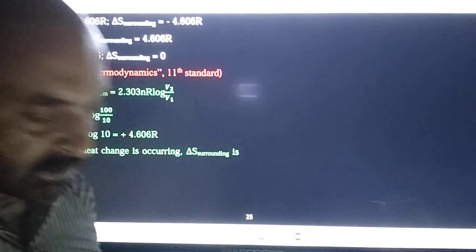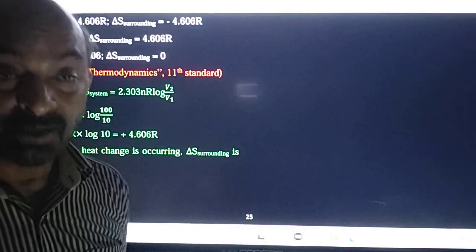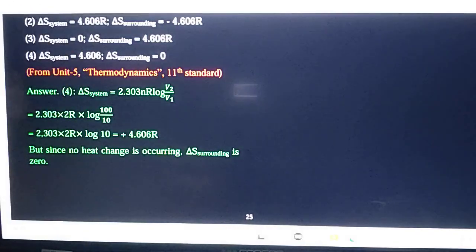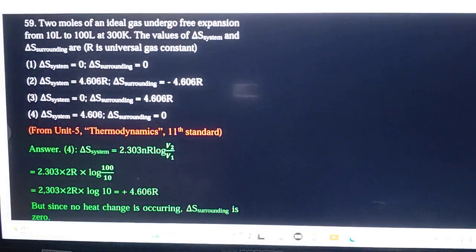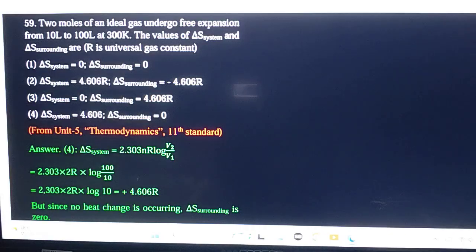What about delta S surroundings? Since it is a free expansion, it involves no work, and no heat exchange is happening. So delta S surrounding will be 0. Among the options, which one is the correct answer? Answer 4. Delta S system is 4.606 R, and delta S surrounding is 0; I forgot to type R here. The correct answer is 4.606 R and delta S surrounding 0. Okay. The next question.